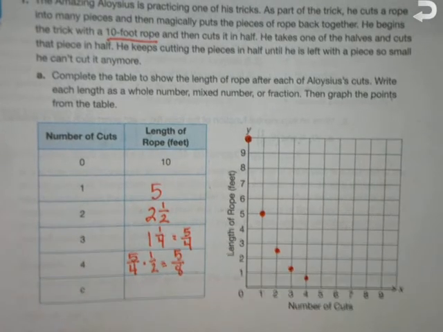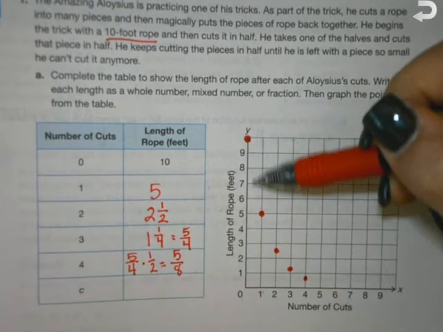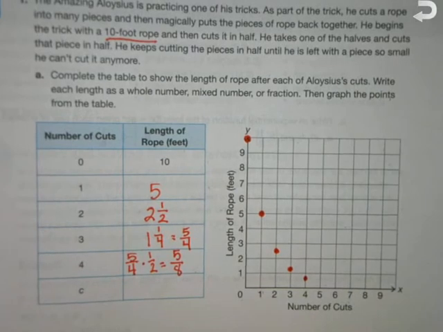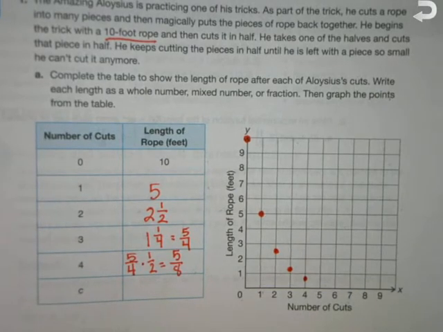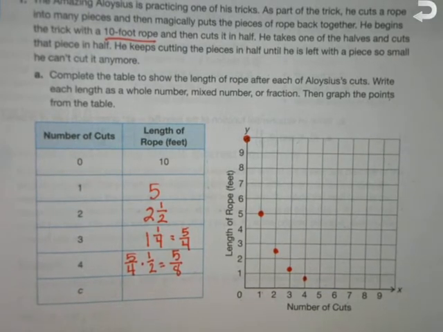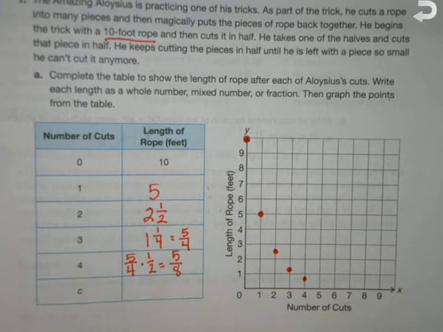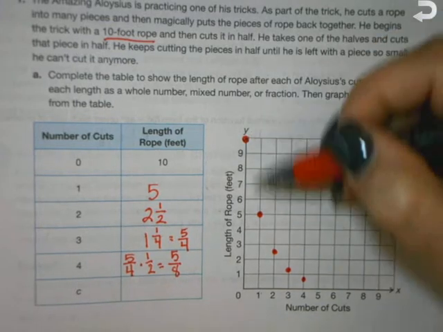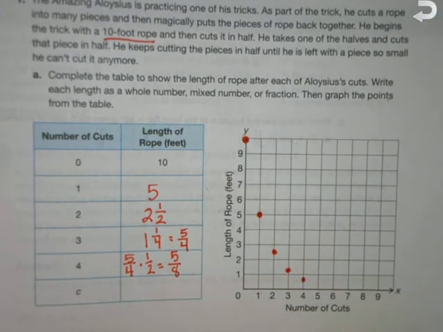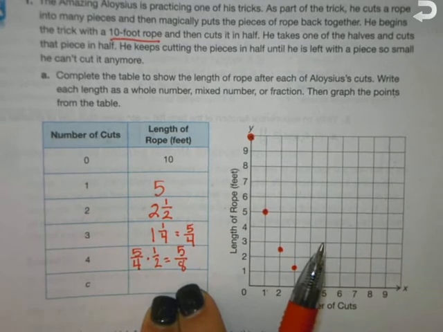Would it make sense to connect all of our points? No. Why not? Because they're different. What type of graph is this? Continuous or discrete? Discrete, because we're only making 1 cut, 2 cuts, 3 cuts, right? We're not doing 1 1/2 cuts. We're not doing 2 1/2 cuts. So we leave all of our points as discrete. So we're going to leave this blank for right now.